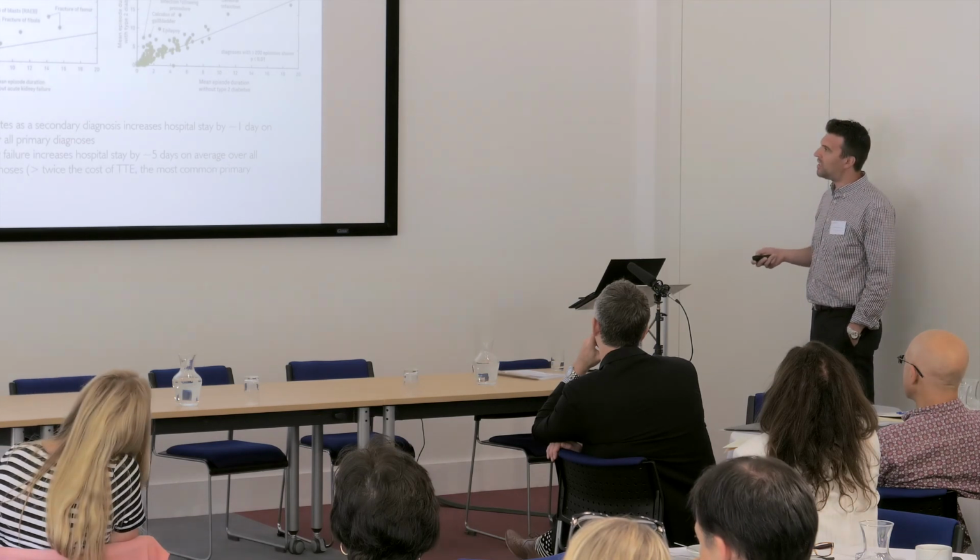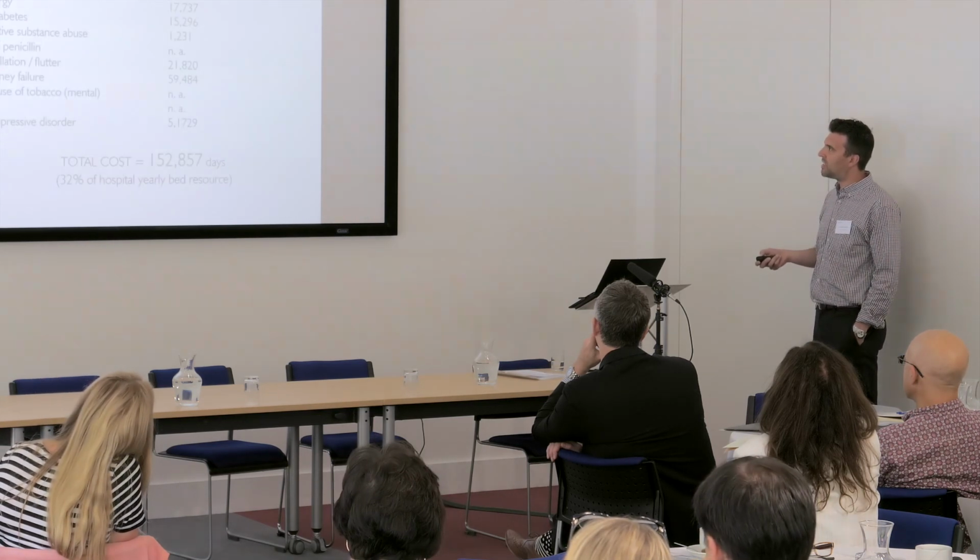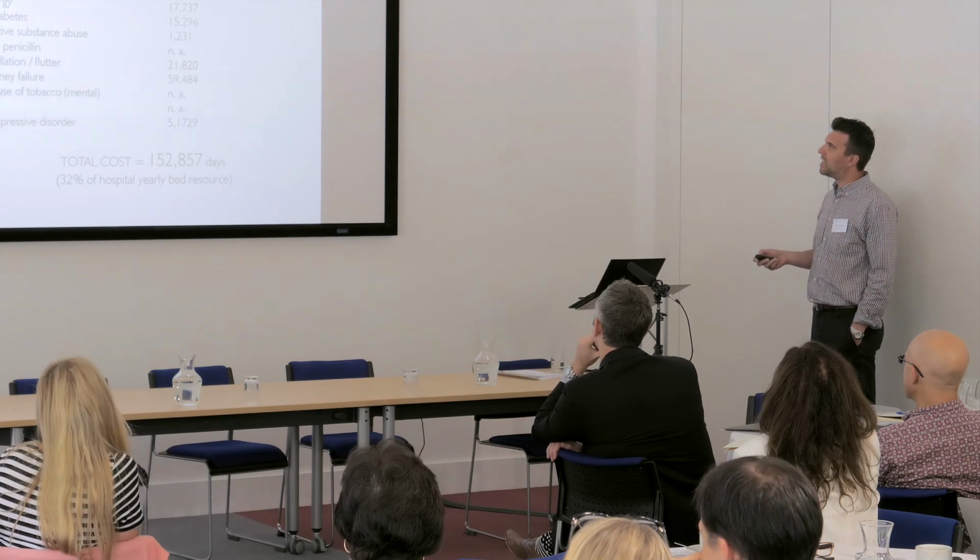Now, as soon as you do that, you realise that there are some things hidden away. You can estimate how much it's costing the hospital as a secondary diagnosis. So, for example, the cost of acute kidney failure as a secondary diagnosis to the hospital in bed days is almost 60,000 bed days. Well, if you add up these top 10, they add up to about 150,000 bed days, which is approximately a third of the yearly resource in terms of beds at the hospital.